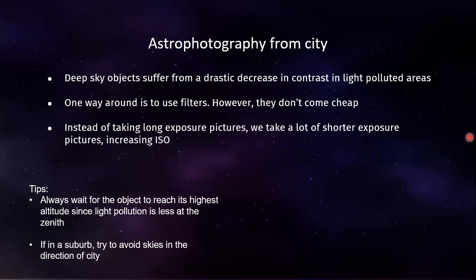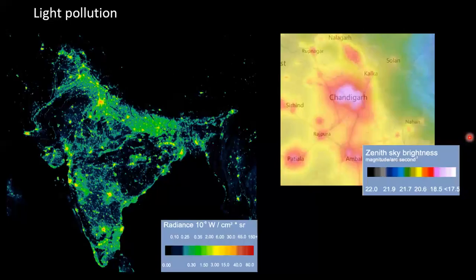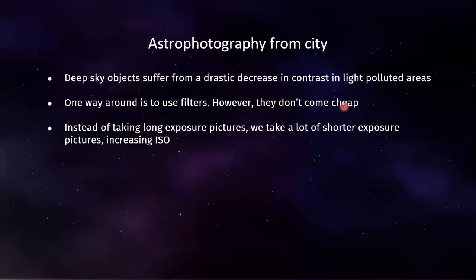And another tip is that you should always wait for the object to reach the highest point. Now, the light pollution is always the least at the zenith. And so if you are taking the image at the zenith, then the image will be better. Also, as previously mentioned in this Chandigarh example, you should try to take images when the object is towards the southern sky, because the light pollution is less in that area.